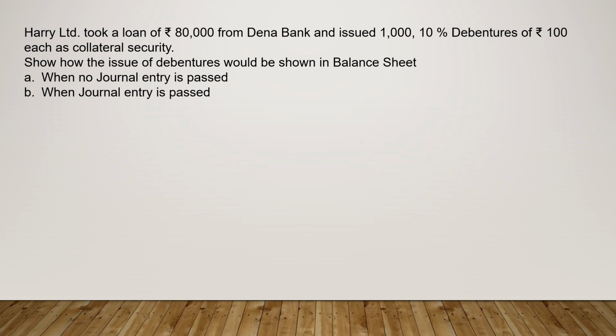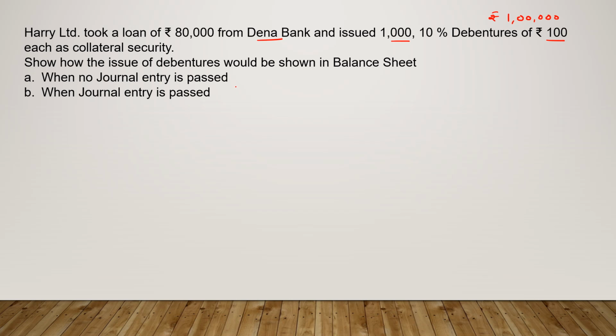Look at this question. There is one company, Harry Limited. It has taken a loan of 80,000 from Dena Bank and it has issued 1,000 10% debentures of 100 each. So 1 lakh worth of debentures have been issued as collateral security for a loan of 80,000 which Harry Limited has taken from Dena Bank. Now they say show how the issue of debentures would be shown in the balance sheet. How would we show it in two different circumstances? One, when no journal entry is passed. Two, when a journal entry is passed.